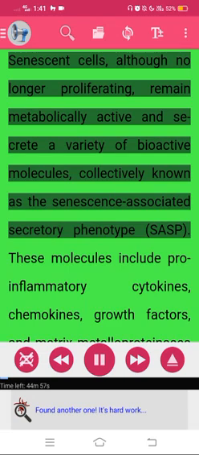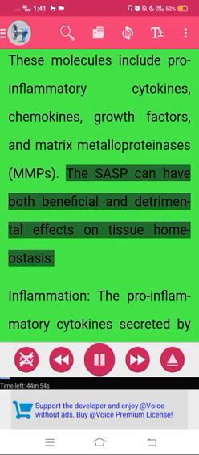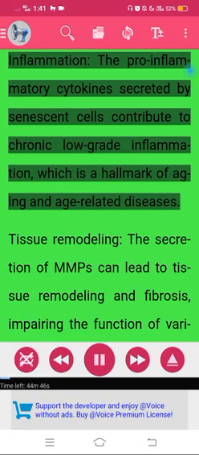senescence-associated secretory phenotype (SASP). These molecules include pro-inflammatory cytokines, chemokines, growth factors, and matrix metalloproteinases (MMPs). The SASP can have both beneficial and detrimental effects on tissue homeostasis.